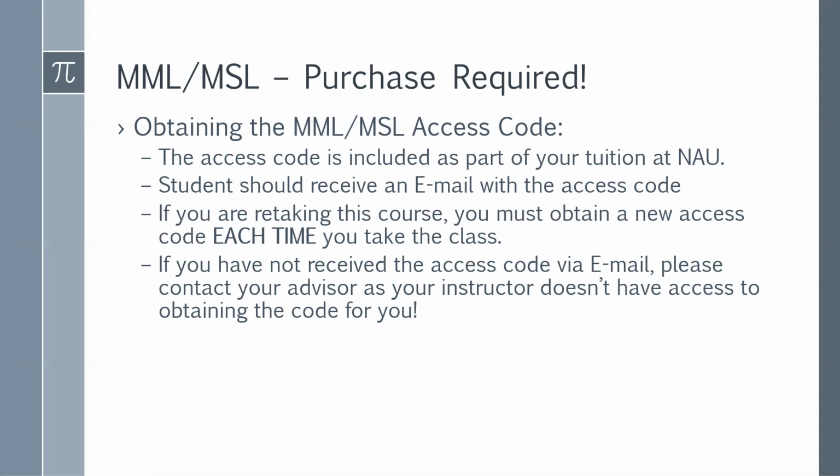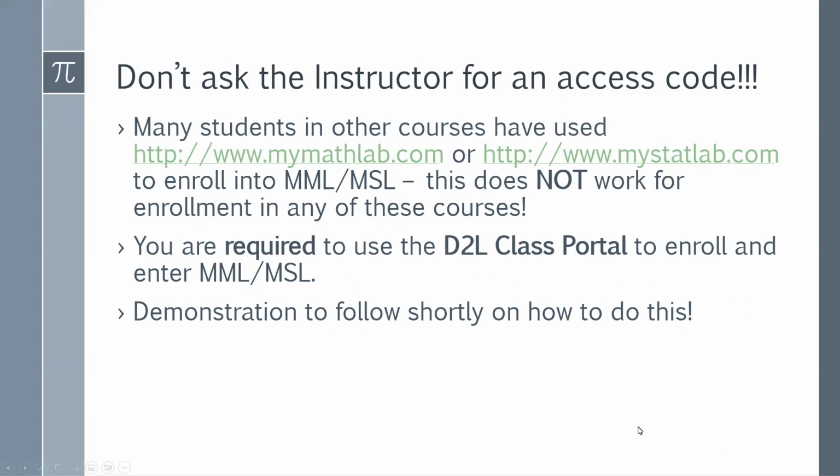But if you're retaking the class, there should be one that's generated, and typically that is about a week before enrollment, typically earlier. But if for some reason you have not gotten that email or it's lost out in cyberspace, your point of contact is your advisor. Unfortunately, the instructor does not have access to the generation of that access code. So your first point of contact would be your advisor. Talk to him or her and ask them, hey, I haven't received my access code. They will do the respective follow-up and make sure that you obtain one for utilization inside of the class. So you don't ask the instructor for the access code.